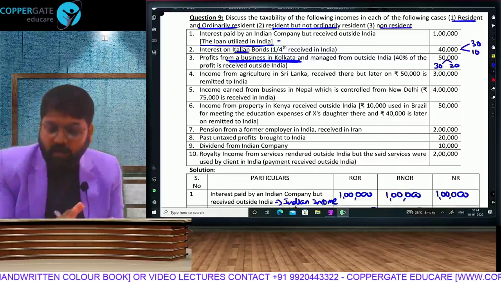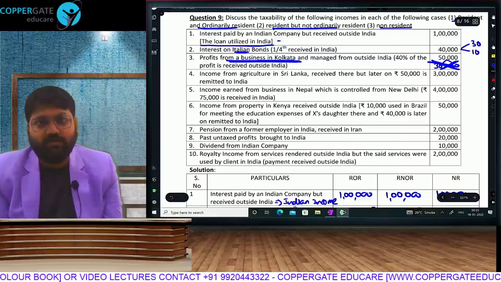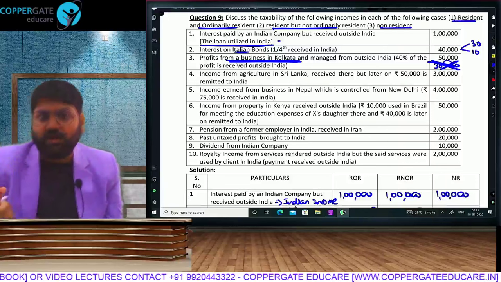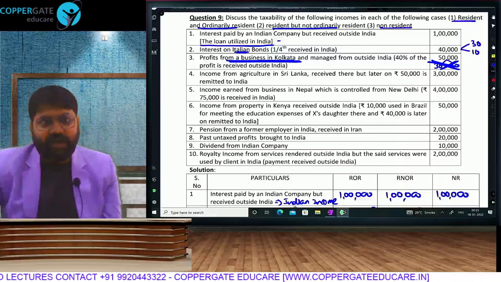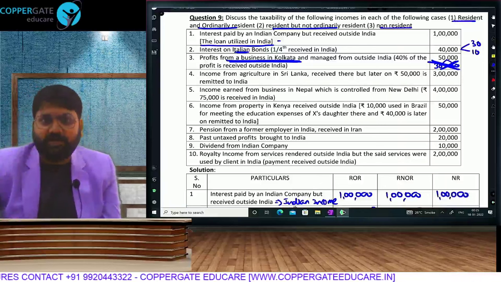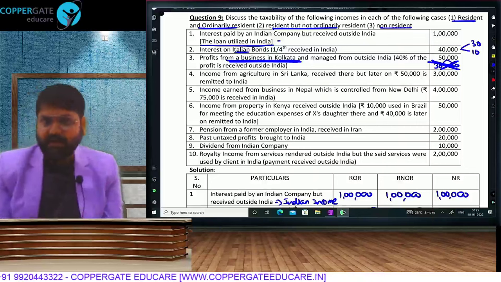And once place of accrual is in India, do you understand where you receive the money is irrelevant? Yes, sir. Received in India, then accrual is irrelevant. Accrual in India, then received is irrelevant. And then there are some incomes which are deemed to accrue or arise in India. Once the business is in Kolkata, this income, ladies and gentlemen, is Indian income.